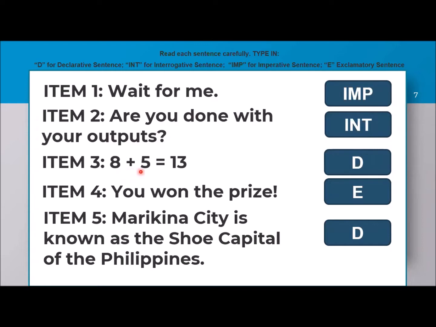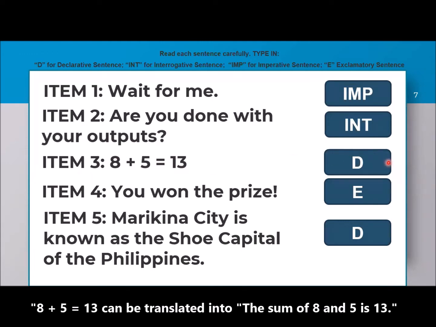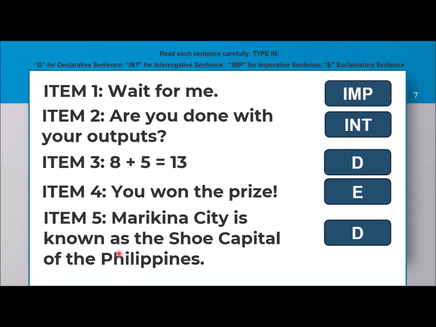And once we encounter mathematical symbols, it is also a mathematical sentence. Basically, what we read there is 8 plus 5 is equal to 13. In a sentence, that is, the sum of 8 and 5 is 13. So that is a declarative sentence. Then, you won the prize. That is an exclamatory sentence. Then, Marikina City is known as the shoe capital of the Philippines. It gives us information, and that is a declarative sentence.